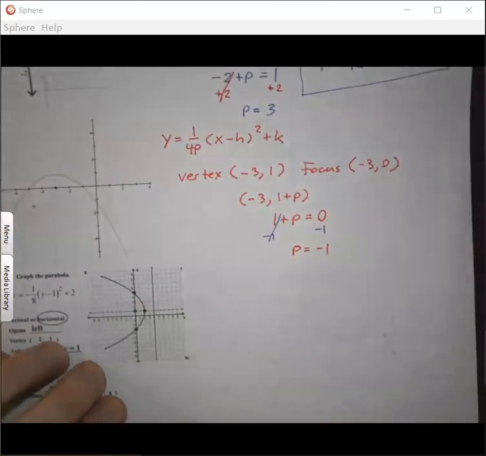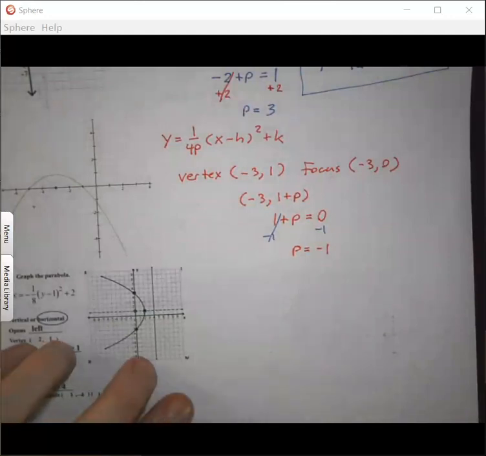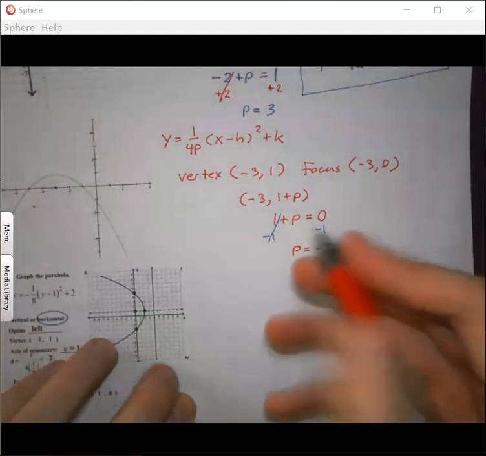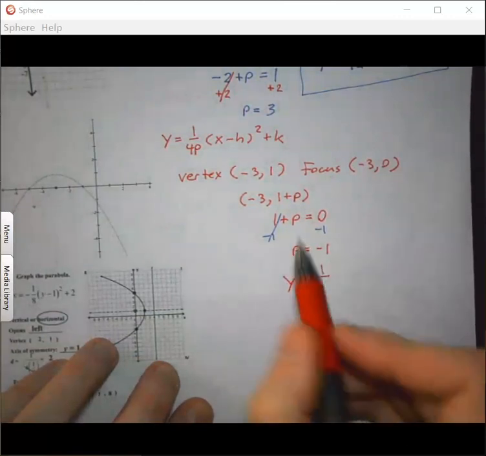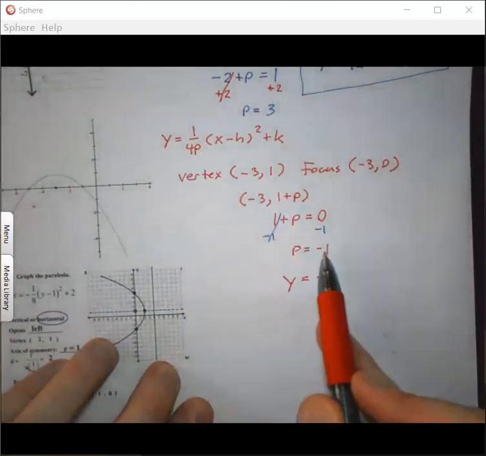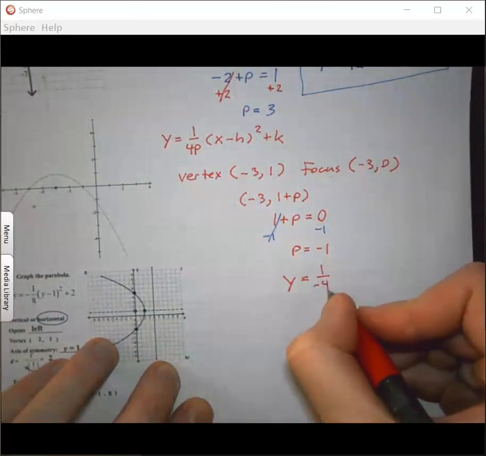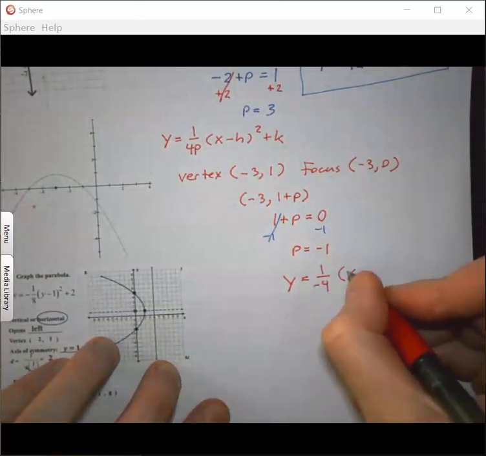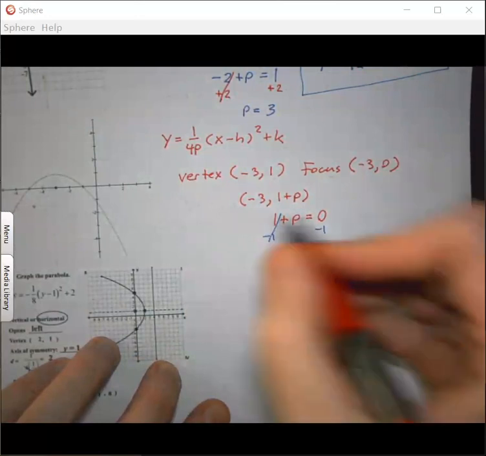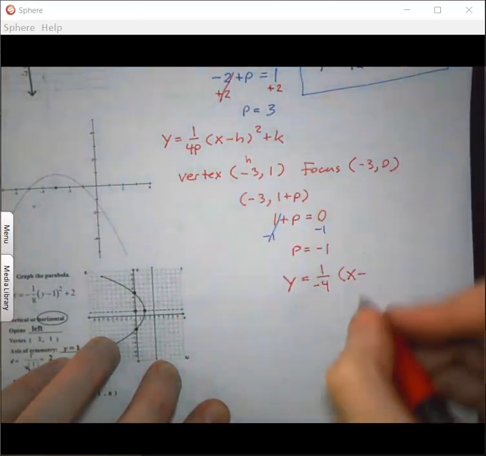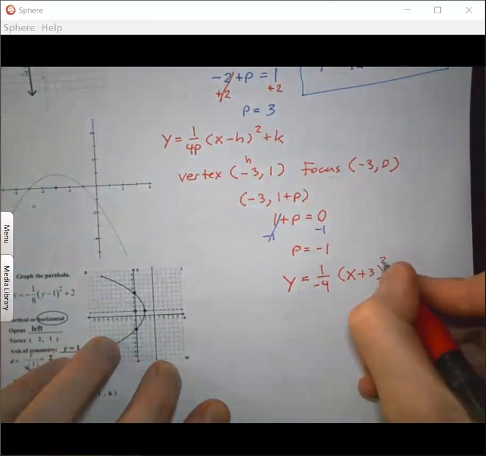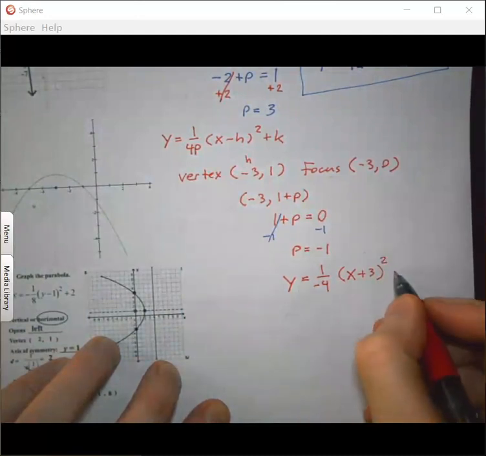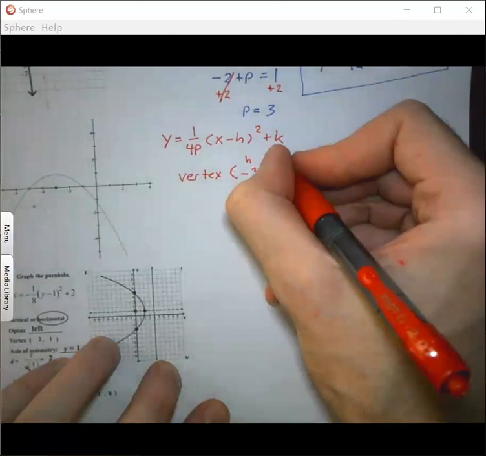So now we know our vertex and the distance p. We can write our equation. 4p, 4 times negative 1 is minus 4. X minus h, so h is minus 3, so minus minus 3 is plus 3. And then plus k, k is 1, so plus 1.